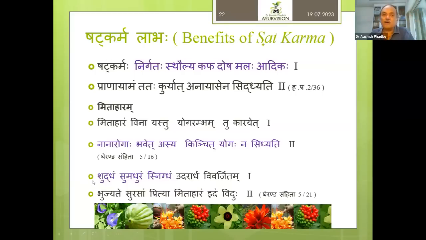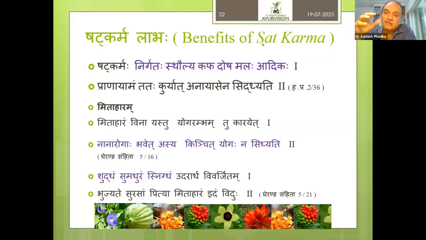Now, why Shuddha Sumadhuram Snigdham? Because in most of the yoga classes or yoga schools, they are saying, oh, let us not have sugar. Oh, let us not have fats. Let us not have oil. That is wrong. Your sugar is a toxin. But friends, it is not so. They have mentioned it in the scripture.